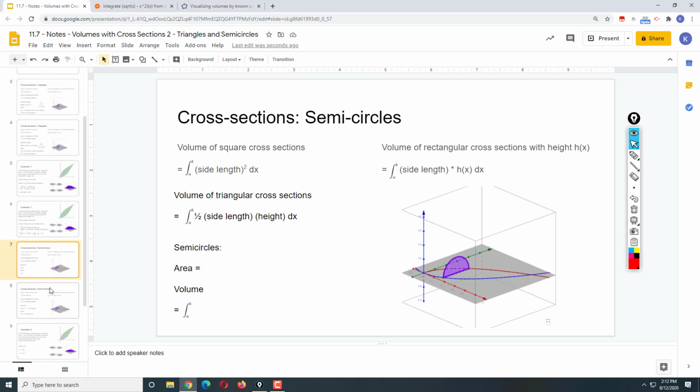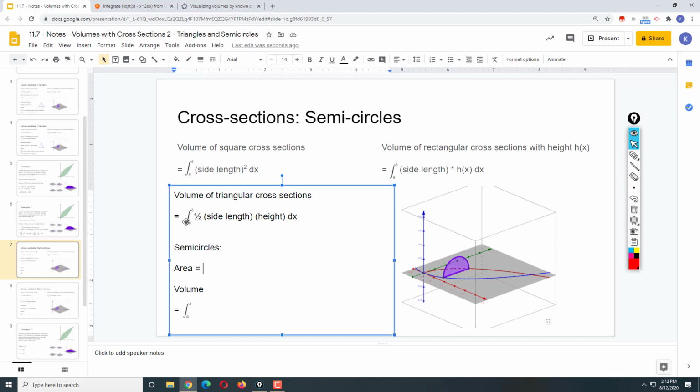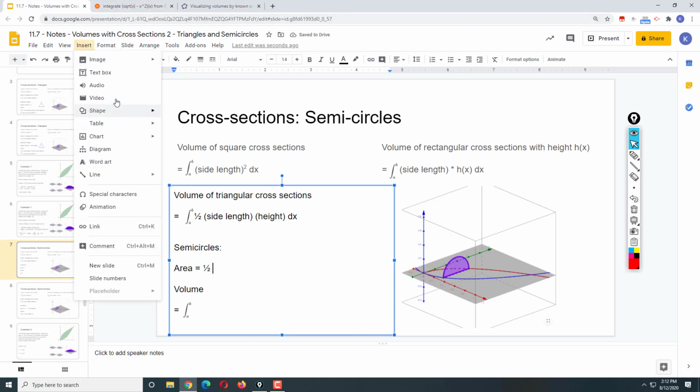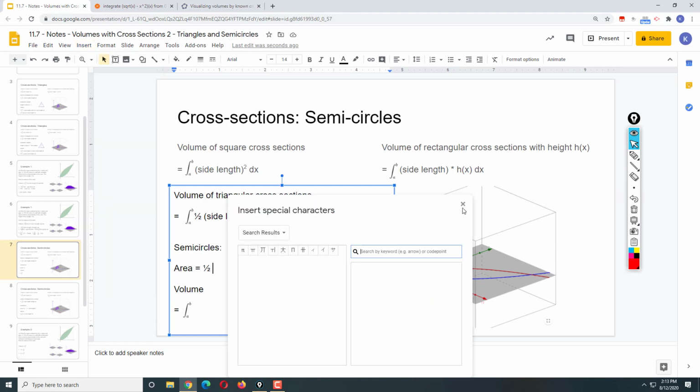With semicircles, well, the area of a triangle is 1/2 times base times height. So we had 1/2 times side length times height. For semicircles, the area is 1/2, because it's half of a circle, times the area of a circle, which is pi r squared. So let's include pi r squared.